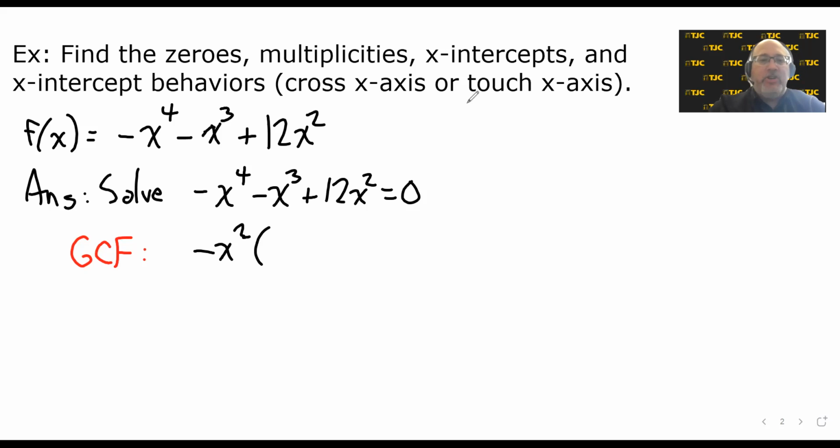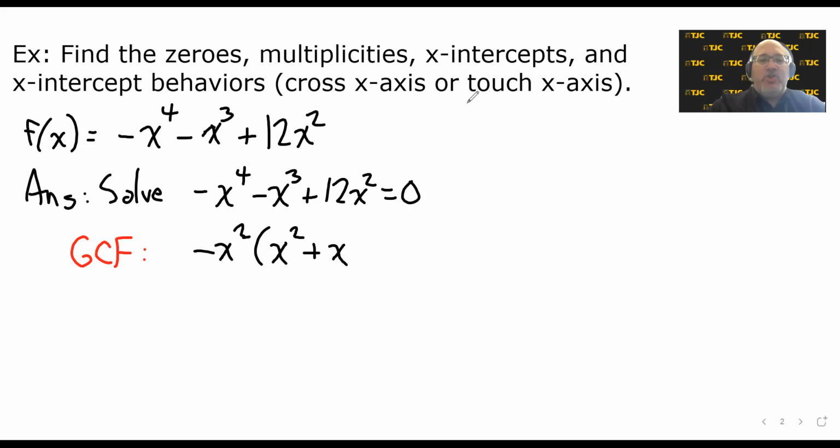We'll close it off when we need to. All right, by factoring out a negative, everybody's sign is going to change. By factoring out an x squared, everybody's power is going down by 2. So the negative x to the fourth changes sign to become positive, lowers its power by 2 to leave an x squared. The next term, negative x to the third, changes its sign to become positive, lowers its exponent by 2 to become x to the first power, or just x.